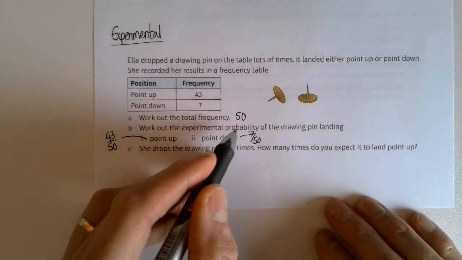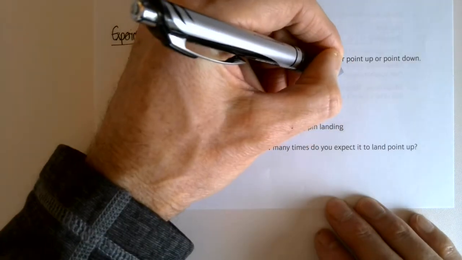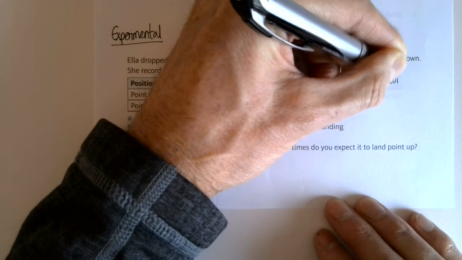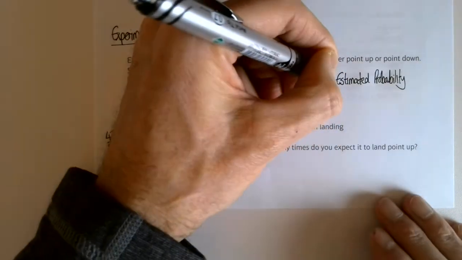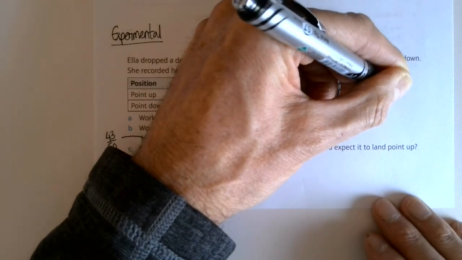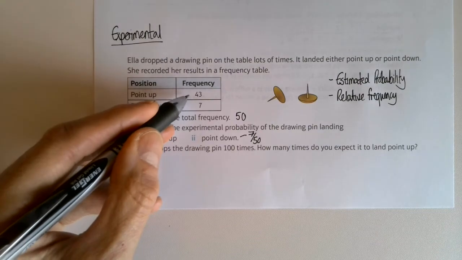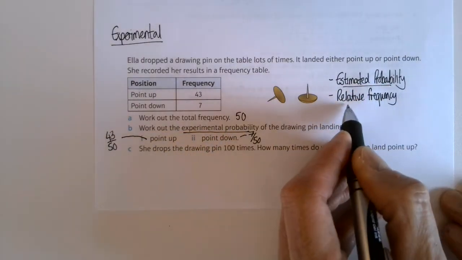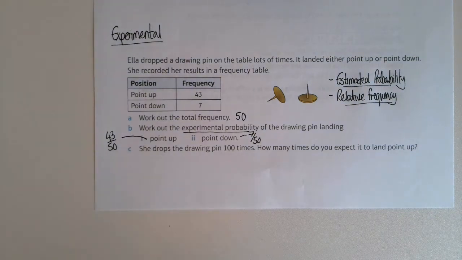So that's why experimental probability is often referred to as the estimated probability, because we can't be sure that that's the actual probability, we've got no way of working out the actual probability, or it's also referred to as relative frequency. Hopefully you can see where that phrase comes from. We've done a frequency of 50, and this got 43 out of 50, the relative frequency. So probability based on experiments, estimated probability, relative frequency, those three phrases mean exactly the same thing. So if you are asked what's the experimental probability of getting point up, it's 43 out of 50. If you were asked what's the estimated probability of getting point up, it's 43 out of 50. If you were asked what's the relative frequency of getting point up, it's 43 out of 50.